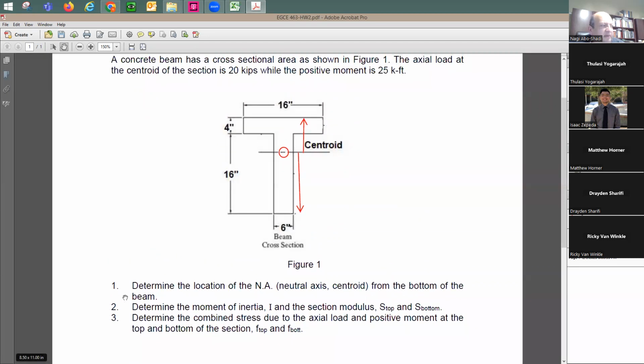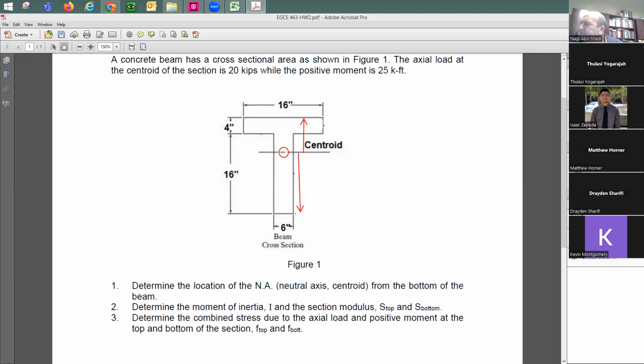Let's see what's needed. Number one, determine the location of the neutral axis, which means the centroid, from the bottom of the beam. So give me this dimension here. It's going to be number one. And of course, once you find this, you're going to be doing the entire section properties analysis for it.